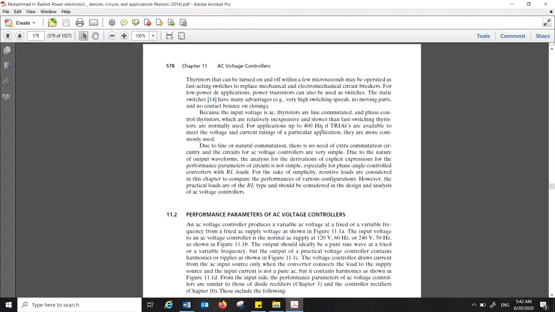Since the input is the AC voltage, thyristors are line-commutated and phase-control thyristors, which are less expensive and relatively have a larger speed as compared to triacs. For the 400 Hz frequency range, triacs are available to meet the voltage and current requirements. They are more commonly used for this frequency range.